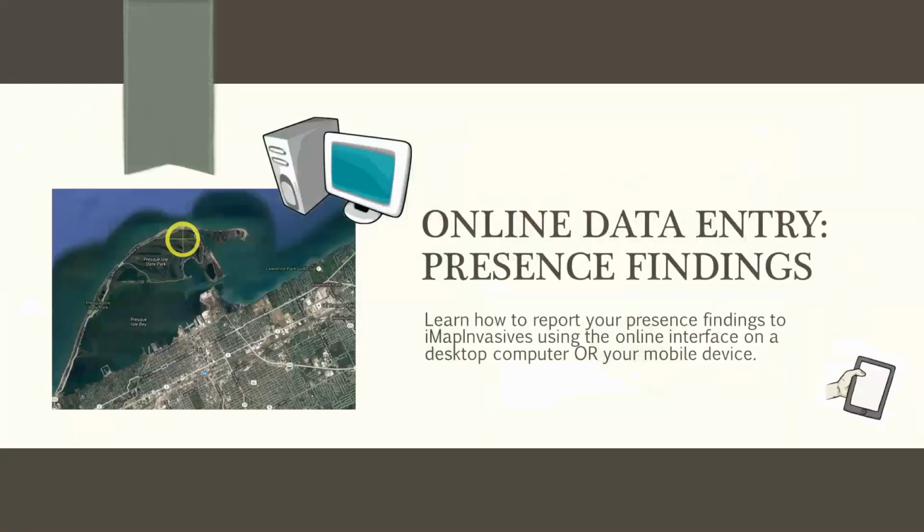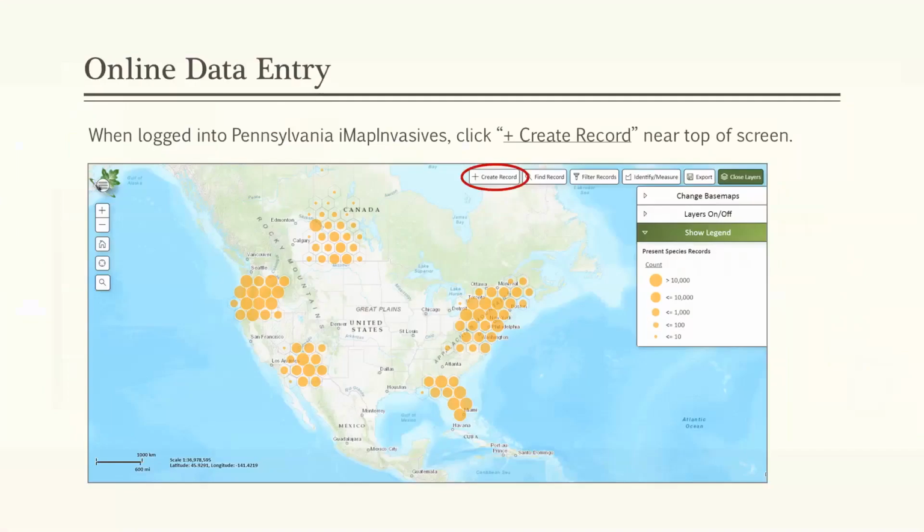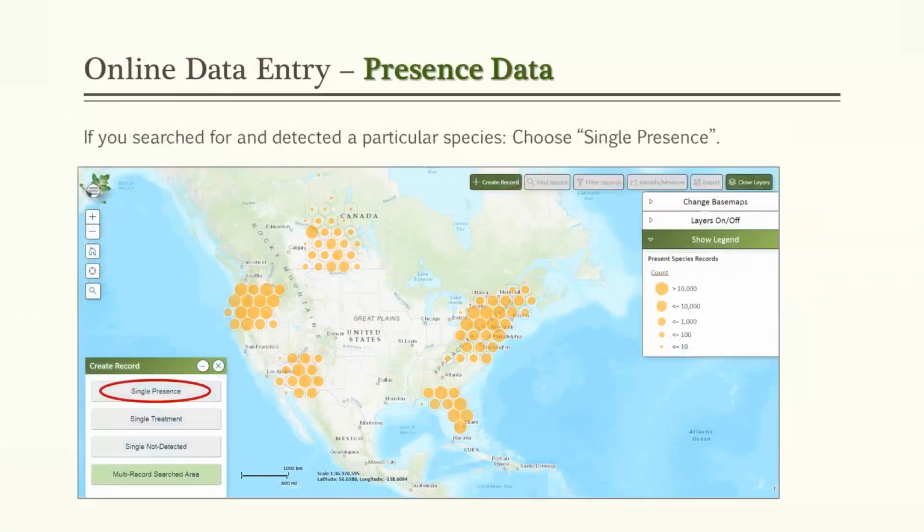Okay, so let's talk a little bit more about some specifics of the iMap 3 program. I first want to talk about the online data entry for how to record presence findings. So if you're out in the field and you're finding an invasive species, this is how you would go about recording it in the new version of iMapInvasives. So once you're logged in, you would go to that top part of the screen where it says Create Record, and you're going to click on that button.